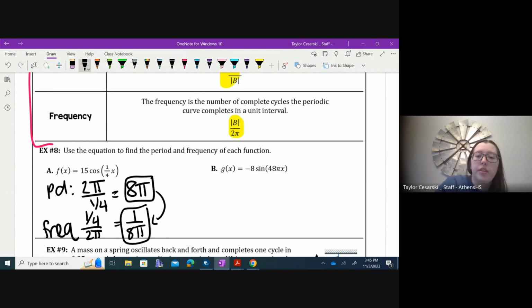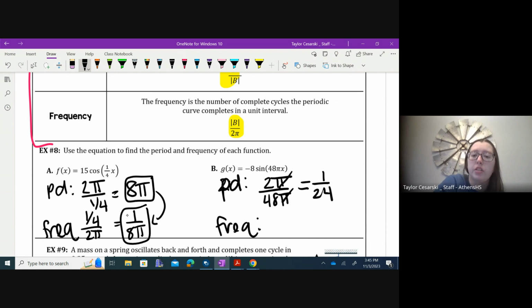All right, so then for this one, same idea. The period, let me label this, is 2 pi over 48 pi. Cancel the pi's, that simplifies to 1 over 24, which then if I just find the reciprocal of this, would give me 24. We don't really know what units it is without giving context of the problem.